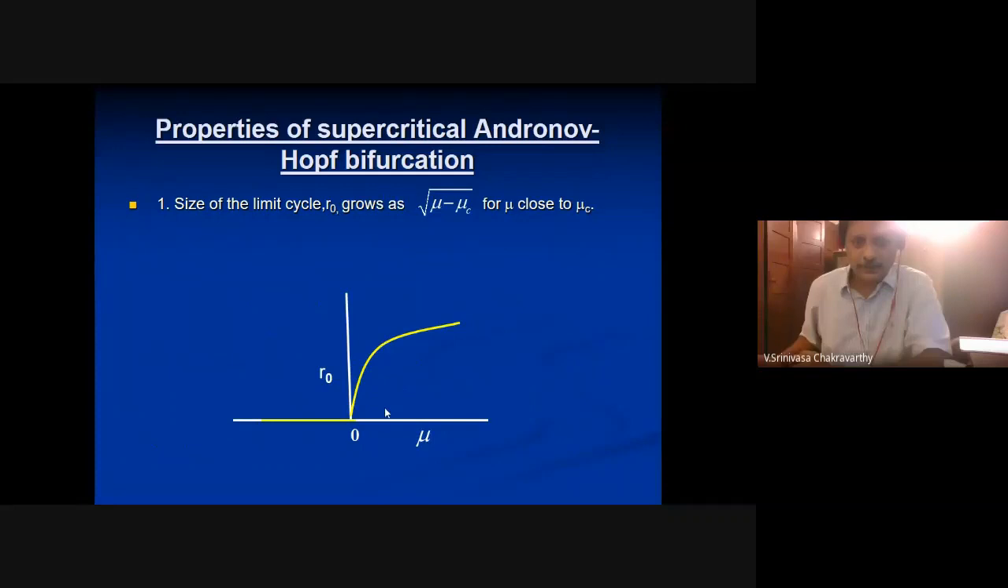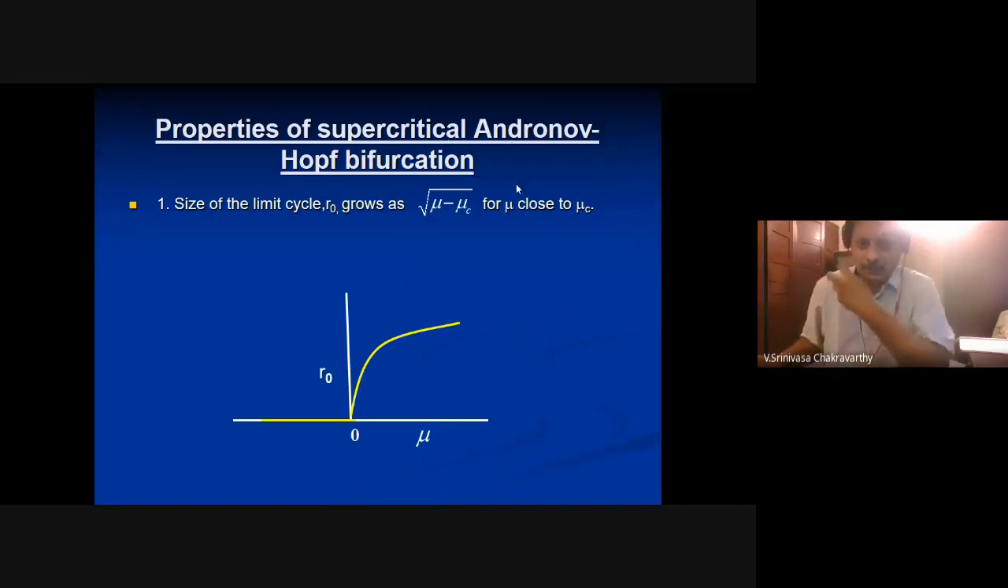So therefore, in this case, as mu goes from negative to positive, for negative mu, there's no oscillation, r is 0. And as you increase mu, for positive mu, r increases as root mu, right? Which means at the point where you barely have produced the oscillation, the amplitude is 0. And as it increases further, the oscillation amplitude increases. This is a kind of bifurcation, which is called supercritical Hopf bifurcation.